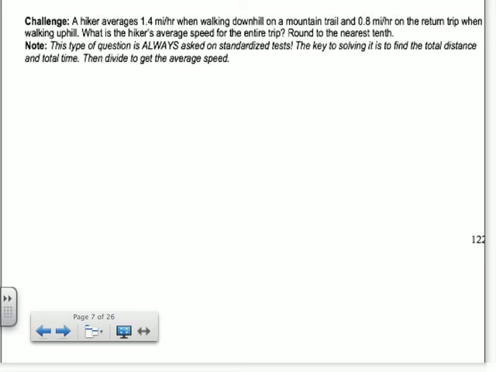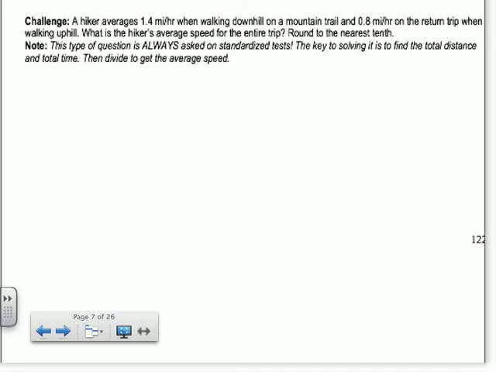Basically, on the SATs, you're going to get something like this, where it's going to say 1.4 miles per hour, 0.8 miles per hour, and it's going to say, what's the average speed? And most people will add those together, so get 2.2, and divide by 2. So their answer is 1.1. All right, that answer is not correct. So it's not just averaging those two numbers. So if you see that on the SAT, immediately cross that one out. It's not going to be that one. They're trying to trick you.